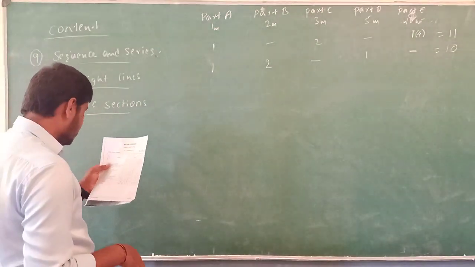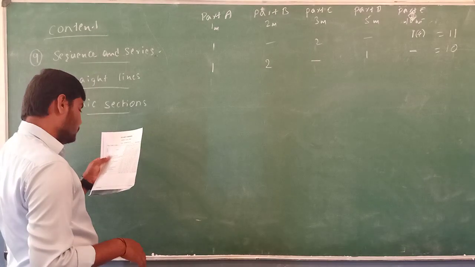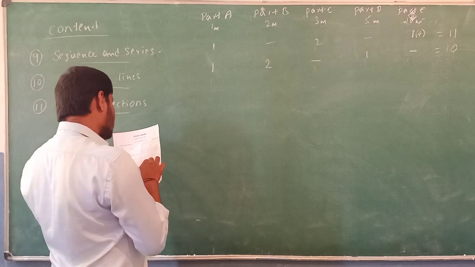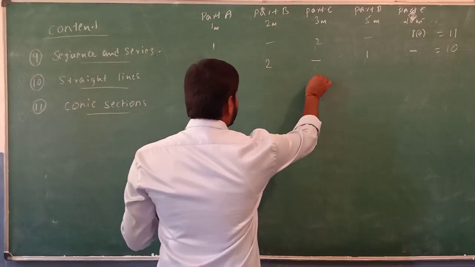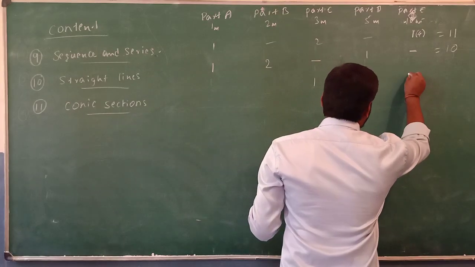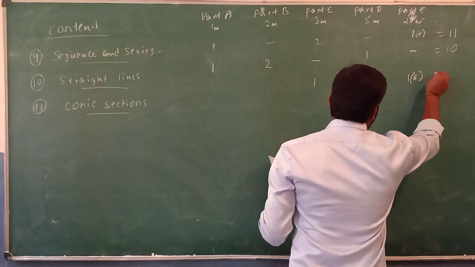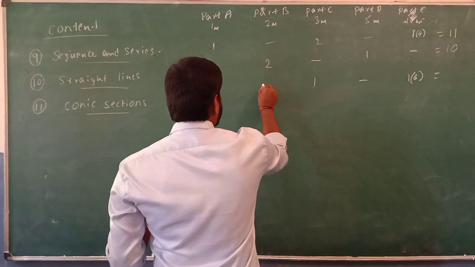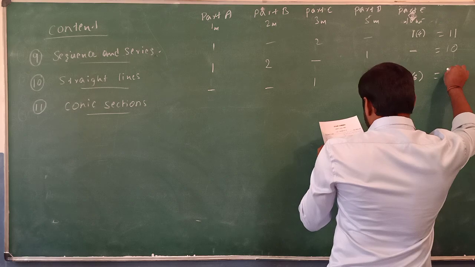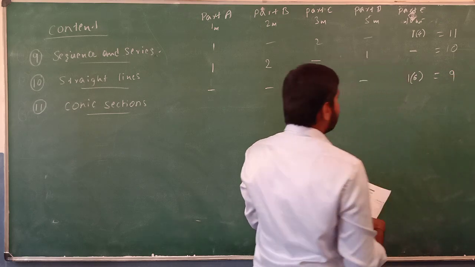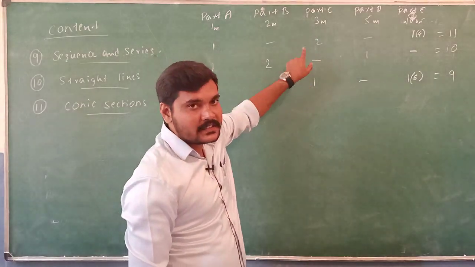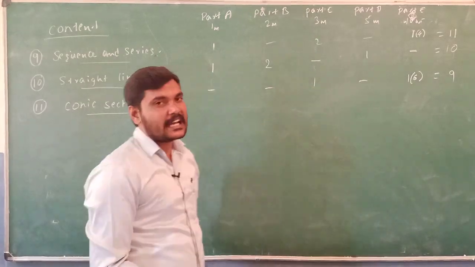Clear? Then in the conic section we have only 2 questions, one for part C, 1 mark question, and one question is allotted for part E, means 6 marks question. So there will be no 5 marks question, no 2 marks question, and no 1 mark question in conic section. The total number of marks is going to be 9, because 6 in part E and one question from 3 marks question. So 6 plus 3 is going to be 9 marks.